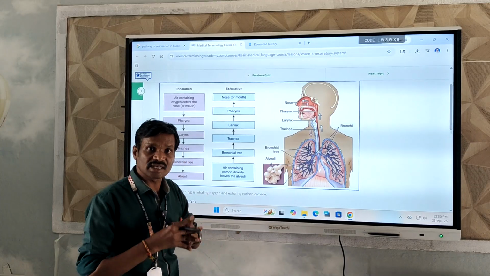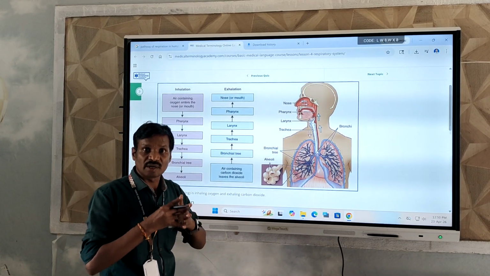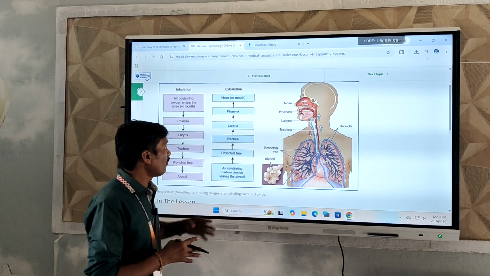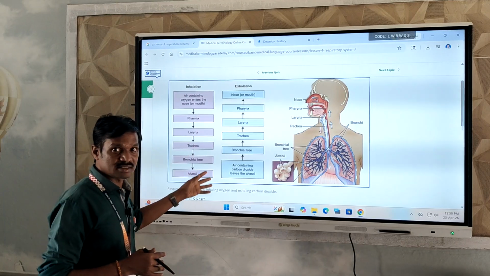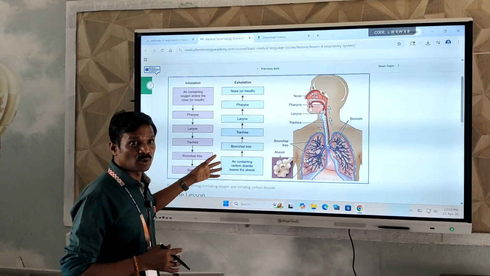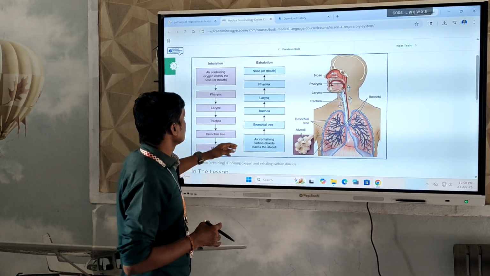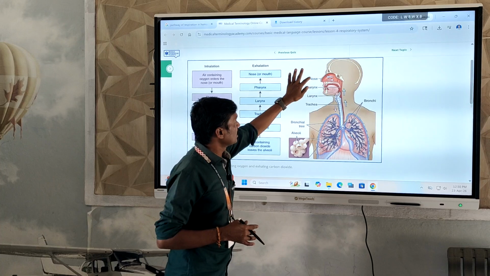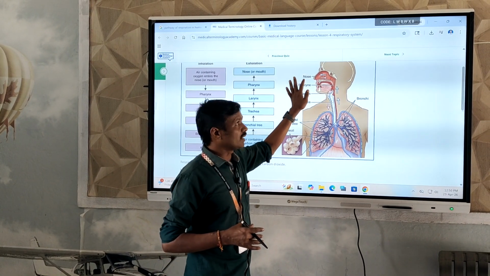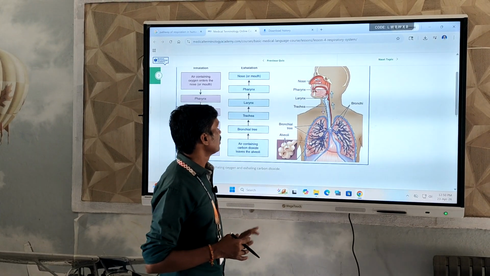Respiration is a complex process as the air passes from the nostrils to our lungs. How is it complex? Let me discuss how air travels from one organ to another. First, the nose. The nose has two external openings, which are called nostrils.